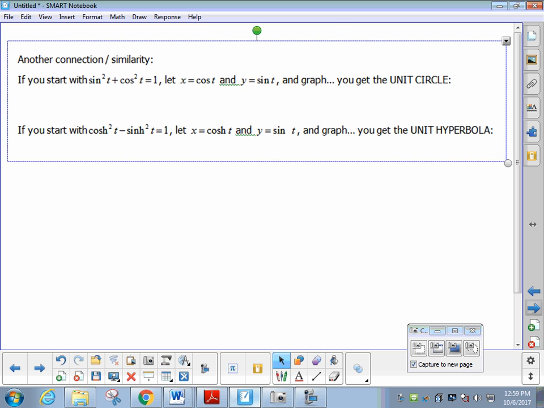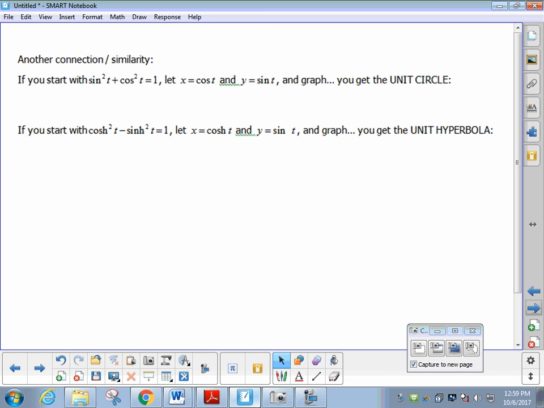Okay, so great. It's these exponentials, and it's got a trig connection. Why they call it hyperbolic? This is kind of cool. I finally made the connection on today, so thankfully I'm still learning. Okay, so if you start with sine squared plus cosine squared equals 1, and you let x equal cosine t and y equal sine t.